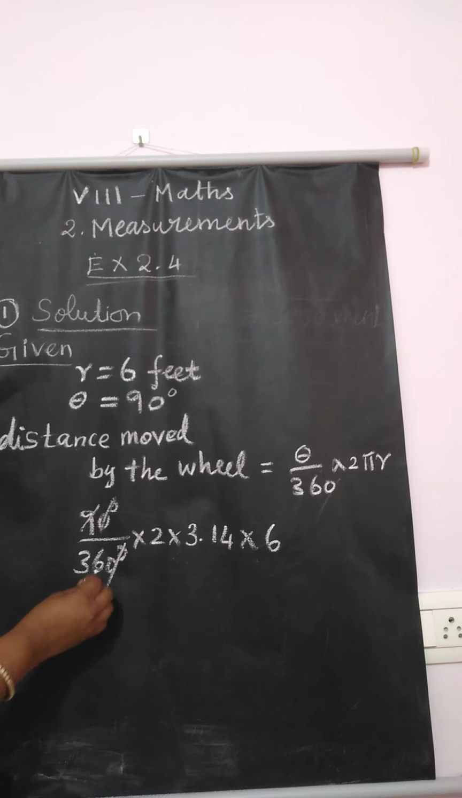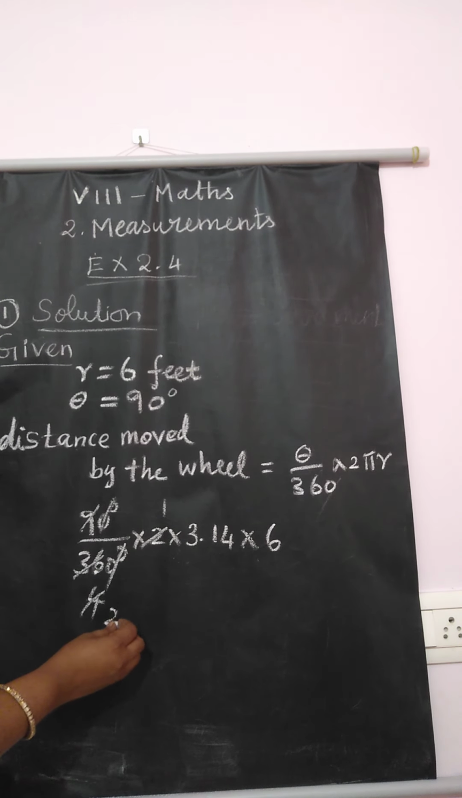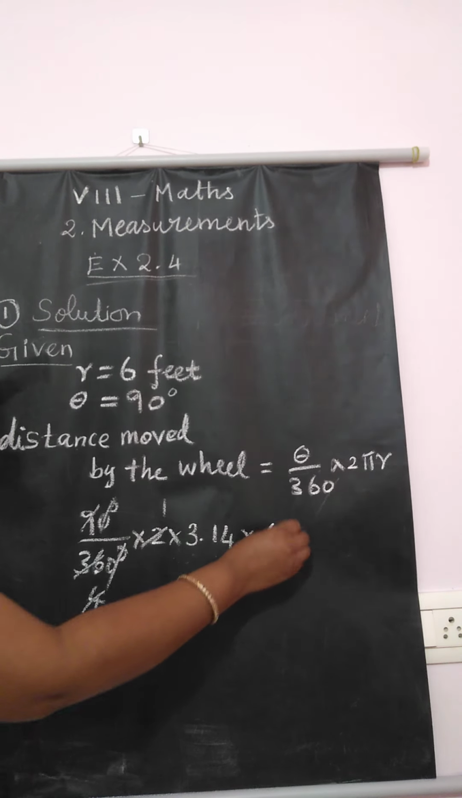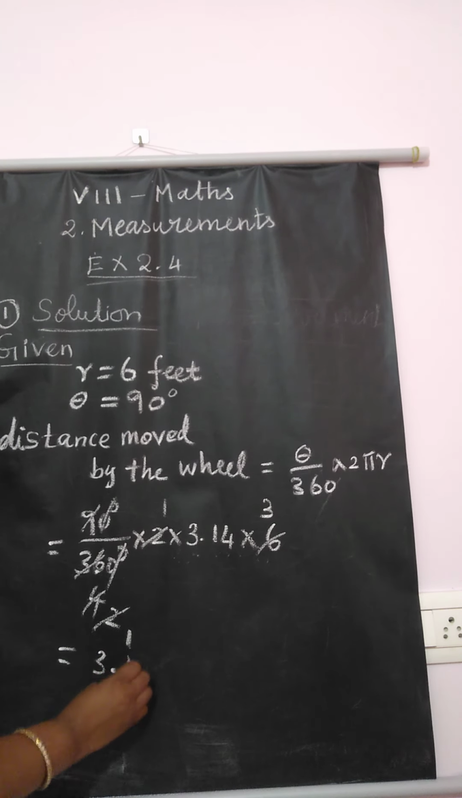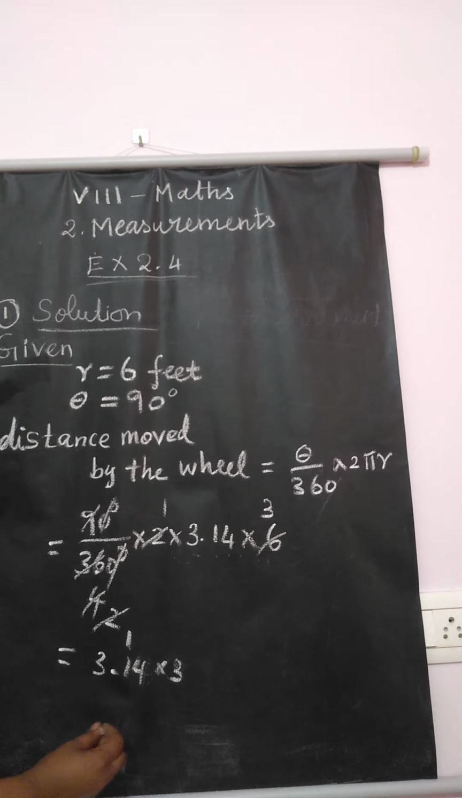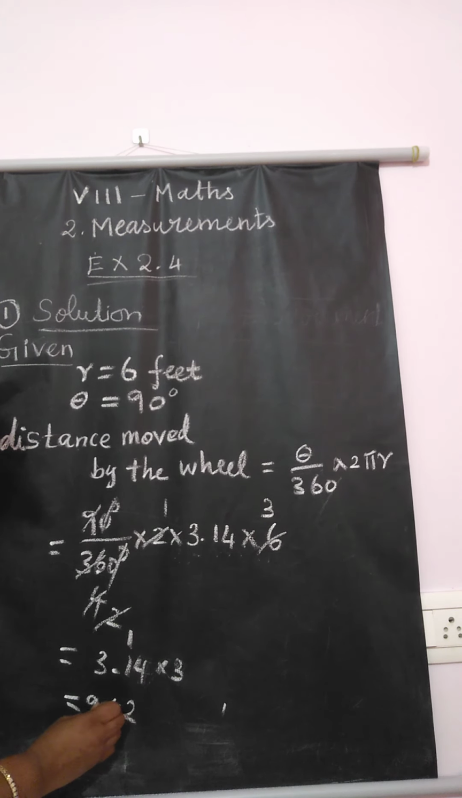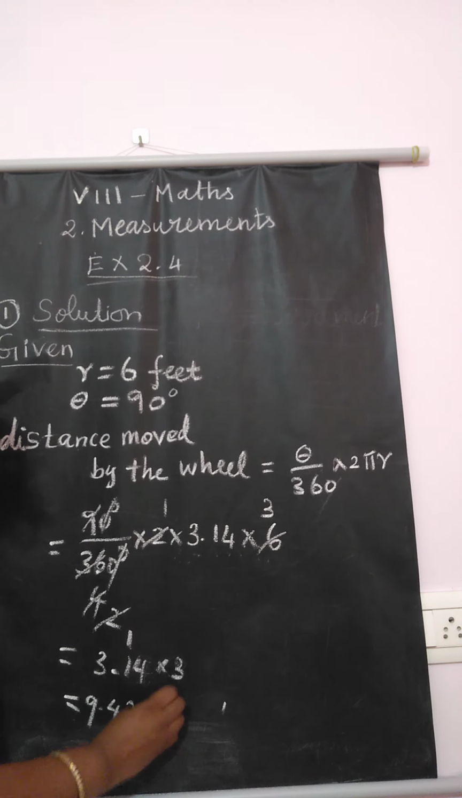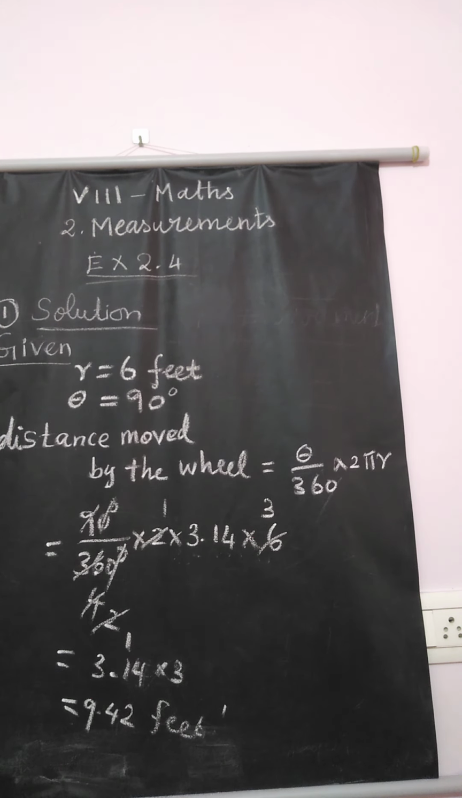9 ones are 9, 9 fours are 36, 2 ones are 2, 2 twos are 4. So remaining 3.14 into 6. Again we can divide: 2 ones are 2, 2 threes are 6. So remaining 3.14 into 3. Now multiply: 3 fours are 12, balance 1. 3 ones are 3, 3 plus 1 is 4. Put the point here. 3 threes are 9. So 9.42 feet. This is the distance moved by the wheel.